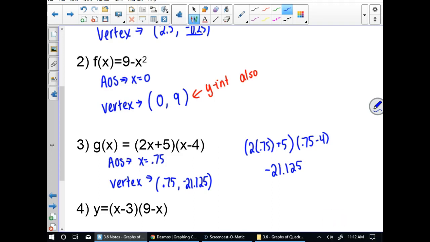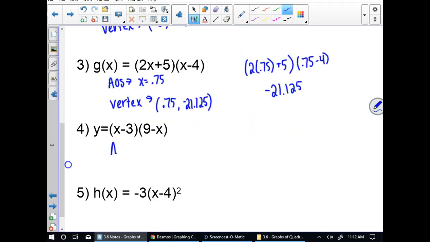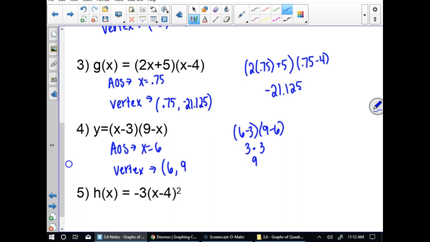Okay, questions? Alright, for 4, our axis of symmetry was x equals 6, and so for our vertex, to find our y coordinate, we just plug in 6. So that gives us 3 times 3. So we get 9. 6, 9 is our vertex.